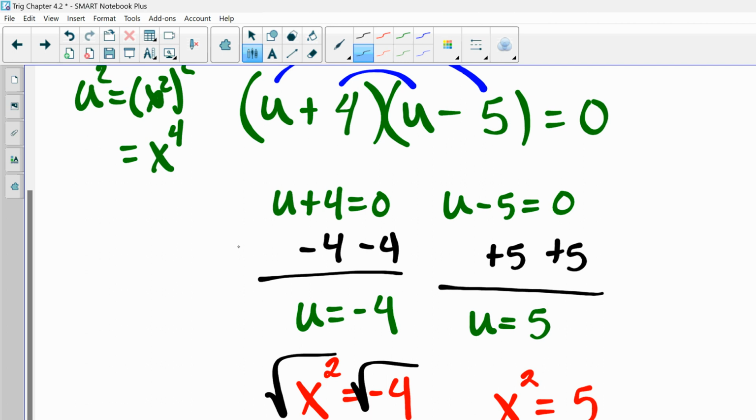We still have 2 more, because over here we can take the square root of both sides. x is equal to plus or minus the square root of 5. Again, 2 more solutions, giving us a total of 4. The degree was 4, so we have found all 4 solutions.